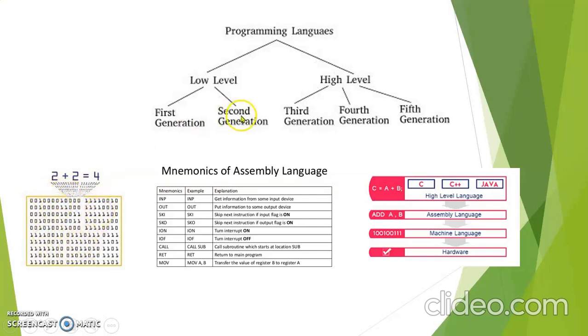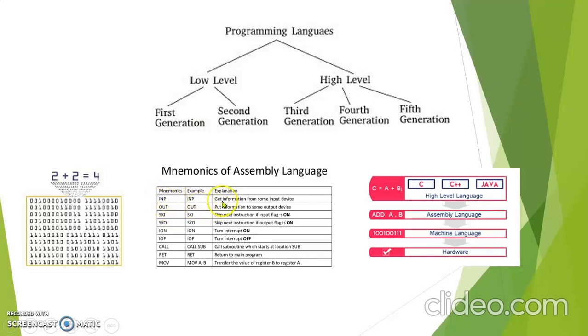Now low level language has a second component, that is second generation language, that is, mnemonics or assembly language. Assembly language was a little easier in comparison to machine language. Assembly language was written in English and it was a little easy because of the use of English, and commands were given in terms of words like INP. It was a mnemonic, an assembly language command.